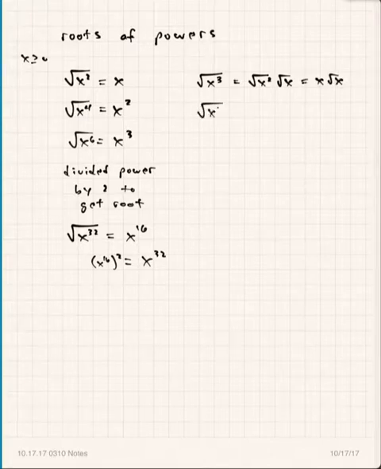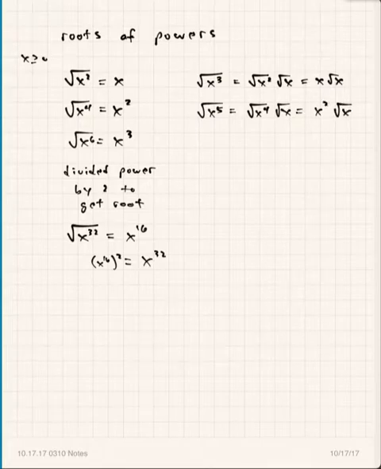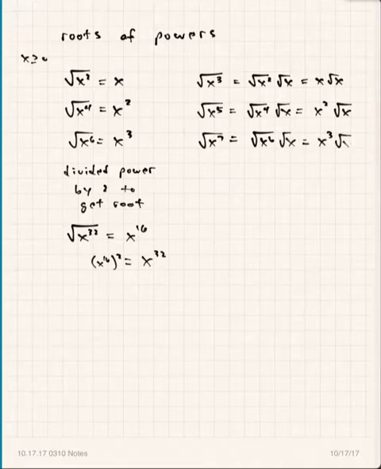And the square root of x to the 5th, we'd have broken that one up as the square root of x to the 4th times the square root of x, and that'd give you x squared times the square root of x. Square root of x to the 7th, we'd break that up as the square root of x to the 6th times the square root of x, and that'd give us x cubed times the square root of x, right? And that's how we would simplify those. All right, so this was all with square roots.